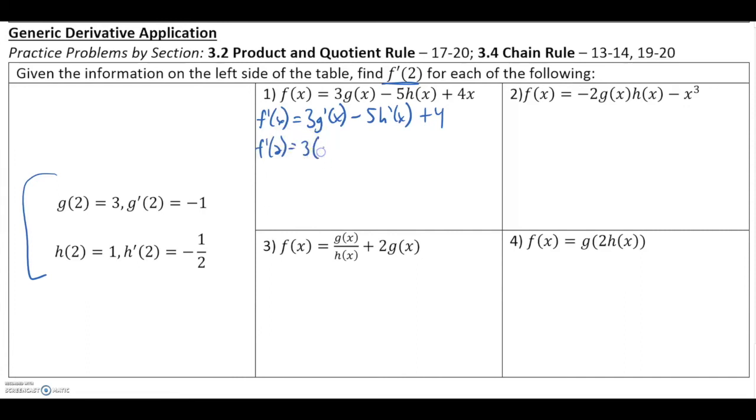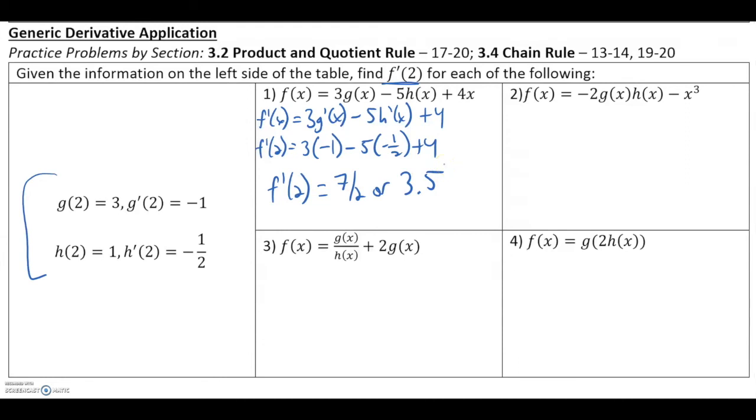G prime of 2 would be a -1. H prime of 2 would be a -1/2, and this plus 4. And simplifying that down if we choose to, which wouldn't be a bad idea, we would get a positive 7/2, or a 3.5.